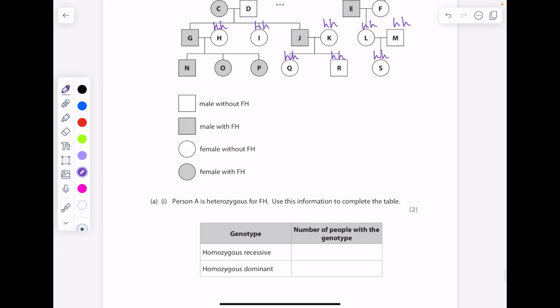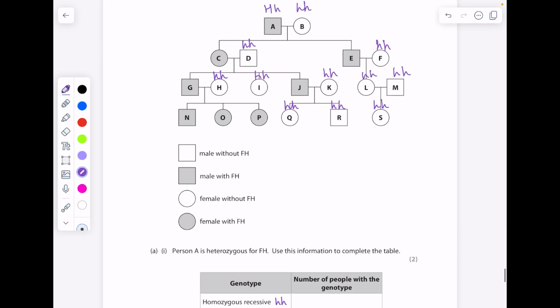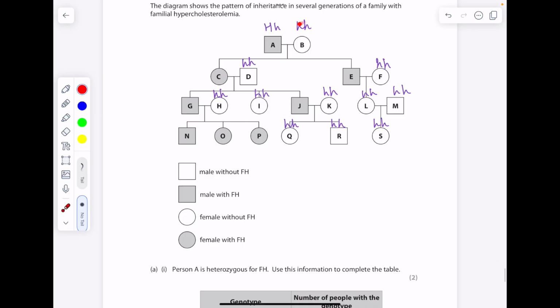So we're being asked how many people are homozygous recessive. Homozygous means they have 2 of the same allele. Recessive tells me that they're both lowercase. So then it's simply a matter of just counting up all of the homozygous recessive people. 1, 2, 3, 4, 5, 6, 7, 8, 9, 10, 11.